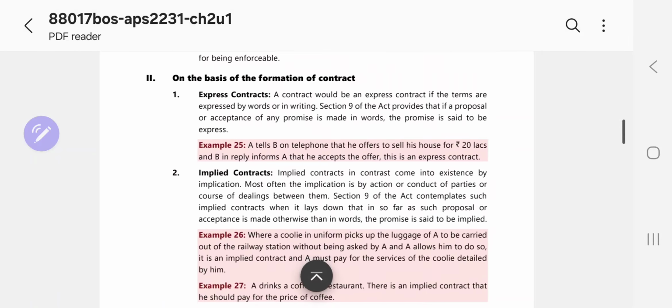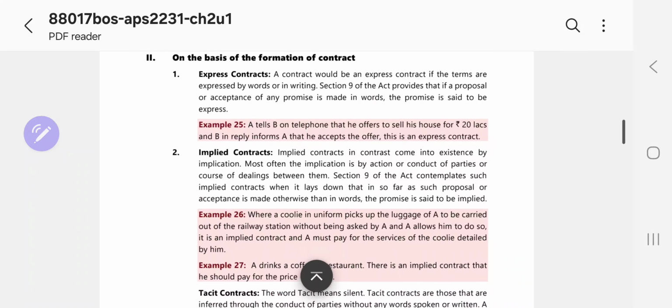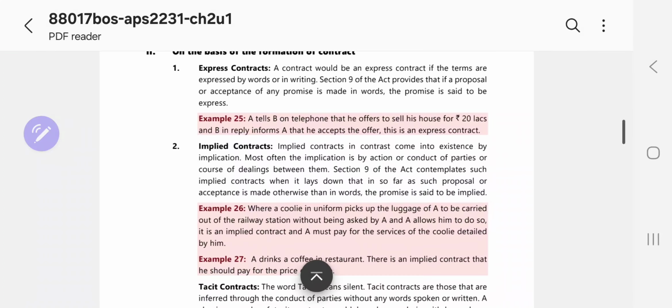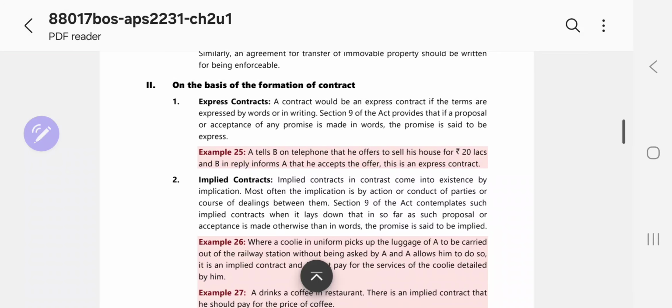So we can see the remaining types of contracts in the next video. We have crossed 1 hour, so I will make part 2 of this video, and we can see the remaining part in the next upcoming video.